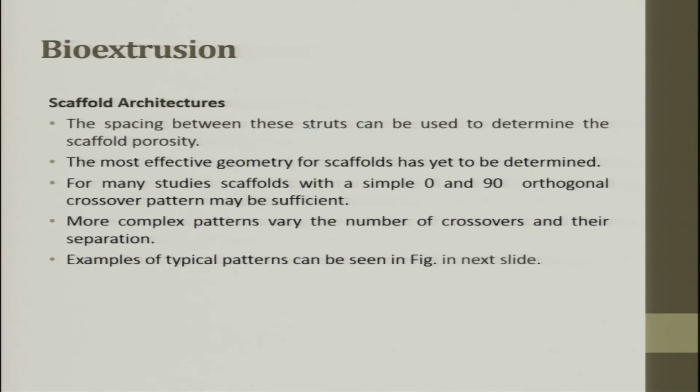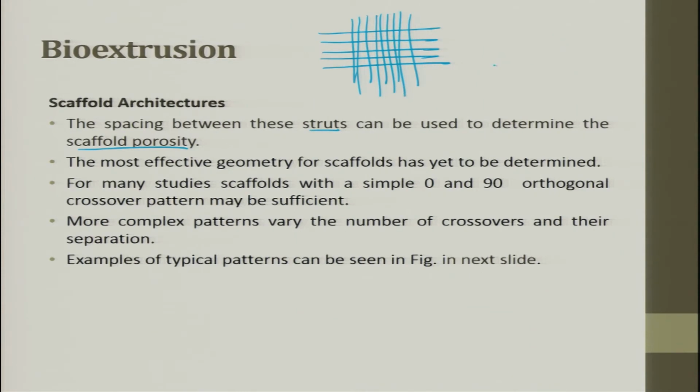The spacing between the struts can be used to determine the scaffold porosity. The most effective geometry of scaffold has yet to be determined. For many studies, a scaffold with a simple 0 and 90 orthogonal crossover pattern may be sufficient. So, what they say is, you first put a layer like this, the next layer you put like this, and the third layer maybe you put like this.